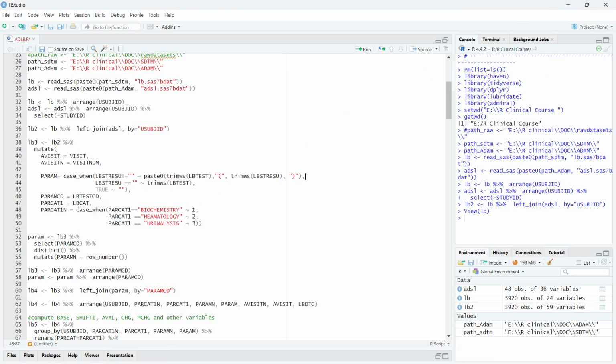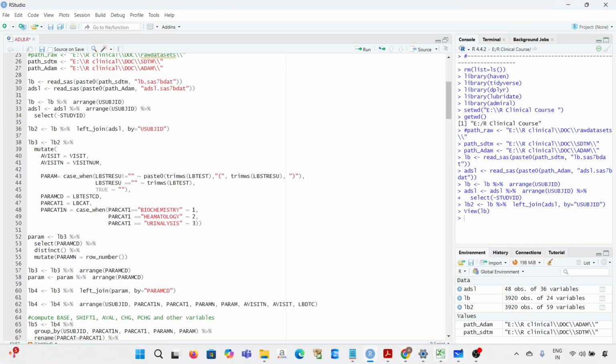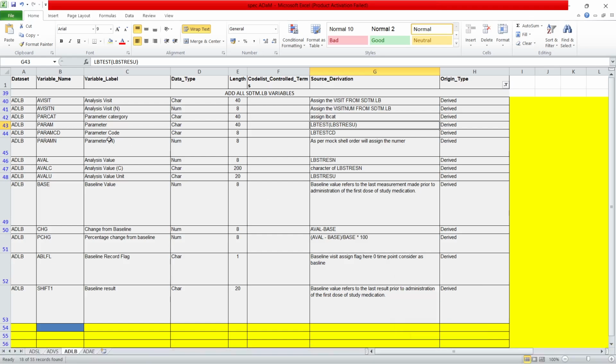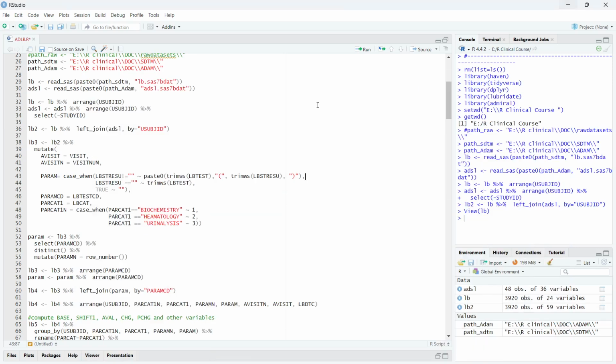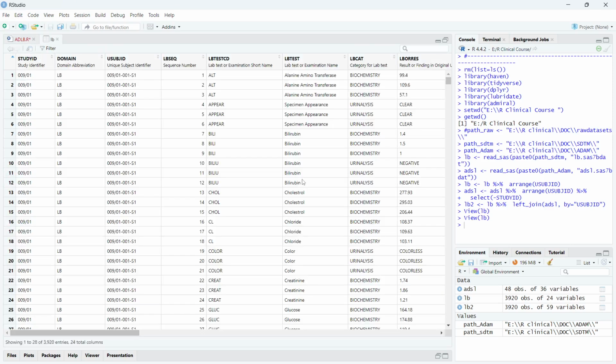Then in the parcat1n, that is in the numeric format. Okay, so when you check the parcat1n, the category 1 we need in the numeric format because we need to sort based on that one. I'm creating the numeric format here. If parcat1 is lbcat, biochemistry, then we give it as 1, and hematology we give it as 2, because in the lb dataset we'll be having 3, right?